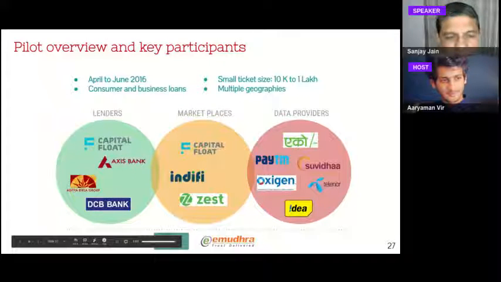This is pre-UPI, so note the dates, April to June 2016, where we ensured that we were able to run a pilot completely compliant with the entire regulatory framework that we have to give out consumer and business loans, small ticket sizes, 10,000 rupees to a lakh, in multiple geographies. Each of these groups was working on a pilot in a different location. And we were able to get loans issued in under 5 minutes for the most part, in fact, much less.